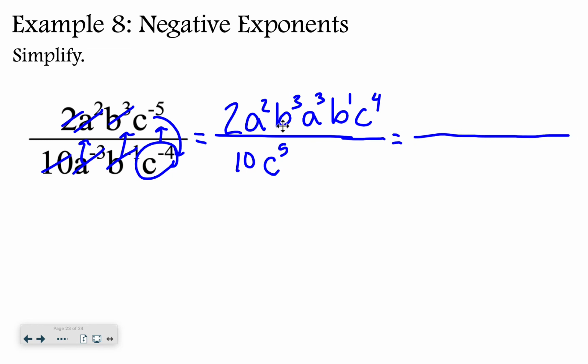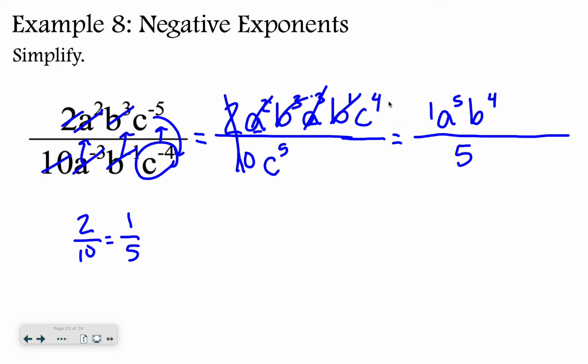So I'm going to start simplifying. First, I'm going to start with my regular numbers. 2 over 10 as a fraction becomes 1 over 5. So I'm going to put a 5 on the bottom, and then I'm going to put a 1 on the top. Now I have my a term. I have a to the 2nd times a to the 3rd, so that becomes a to the 5th, because my base appeared twice, so I add my exponents. Now my b term, I have b to the 3rd times b to the 1st. Again, my base appeared twice, so I add my exponents. 3 plus 1 is 4.